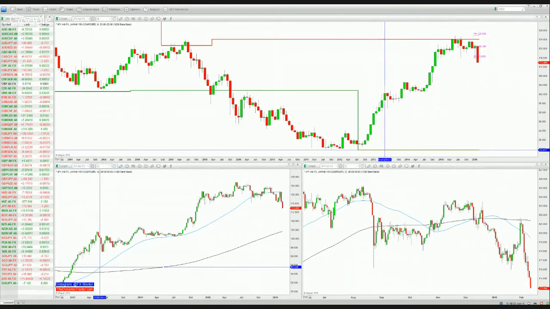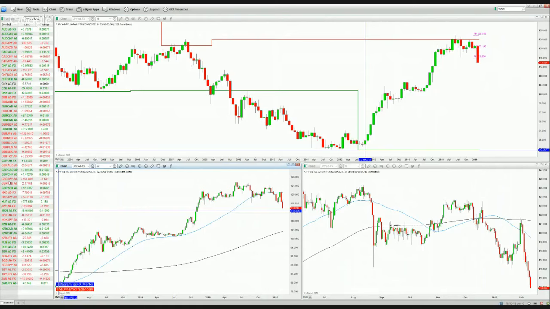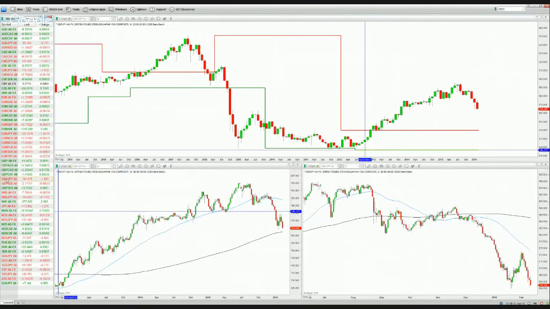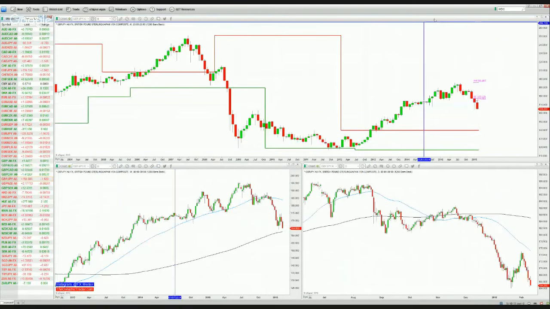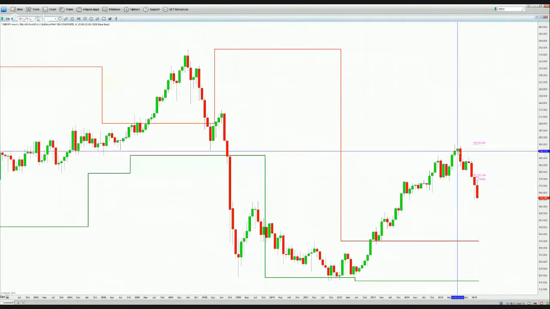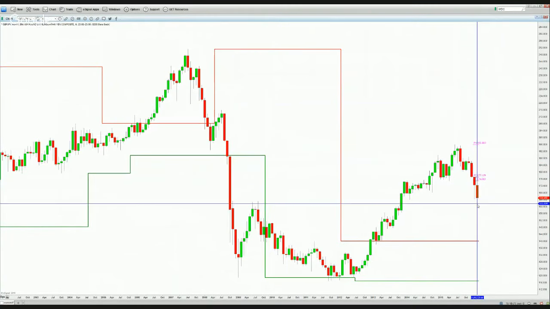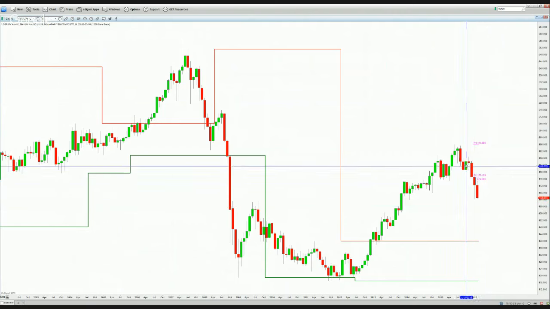FXB investor, I hope I answered your question. So let's have a look at one more currency. Let's have a look at the pound yen. Okay, so the pound yen is a currency that I do have positions running on. Weakness to the downside. Good weakness to the downside.